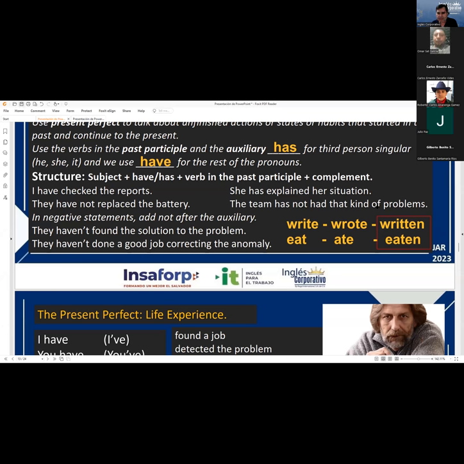Examples. I have checked the reports. They have not replaced the battery. She has explained her situation. The team has not had that kind of problems. In negative statements, add not after the auxiliary. They haven't found the solution to the problem. They haven't done a good job correcting the anomaly. Anomaly is another way of saying problem.